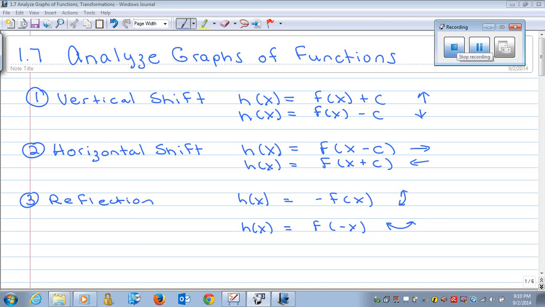Hello, Bearcats. Today we're going to analyze graphs of functions, which are really just our transformations. You're pretty familiar with all of this stuff, so let's just get started as a review. First, we're going to talk about vertical shifts.